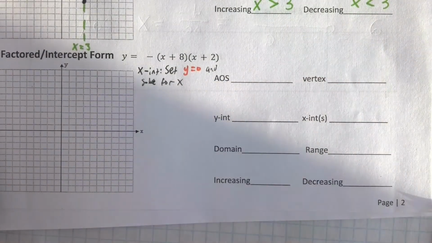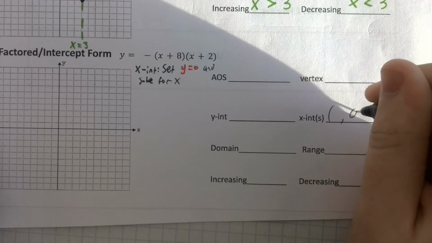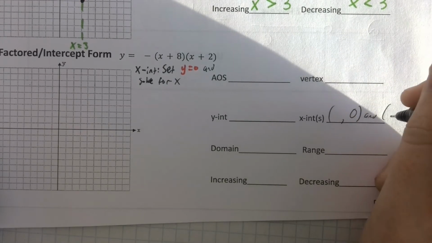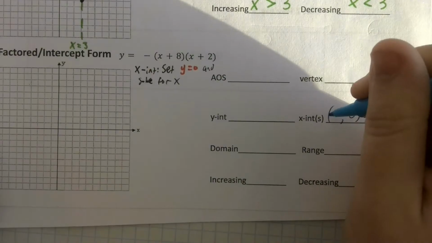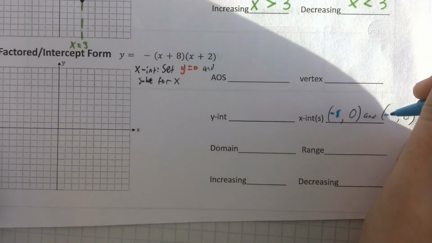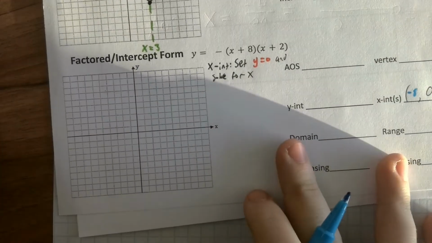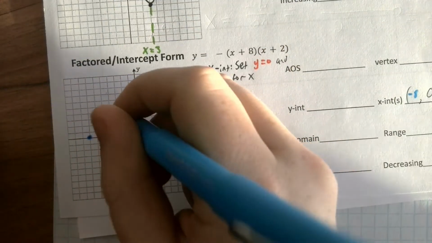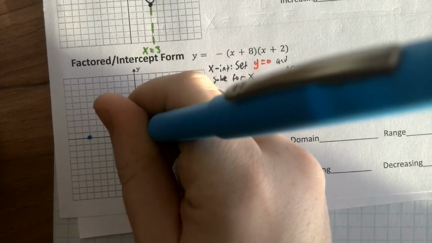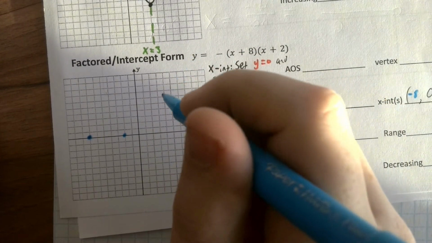But there are some things that are a little bit trickier to find. So first off, we said that our x-intercepts are negative 8 and negative 2. So let's mark those down in our graph. Negative 8 is all the way over here. Negative 2 is right here. These are x-intercepts.